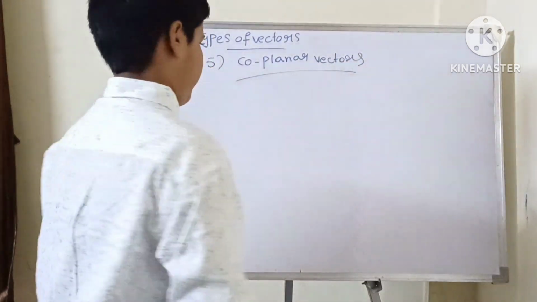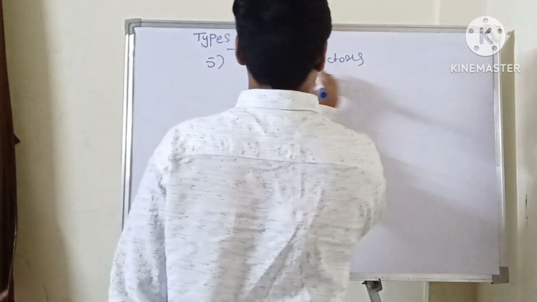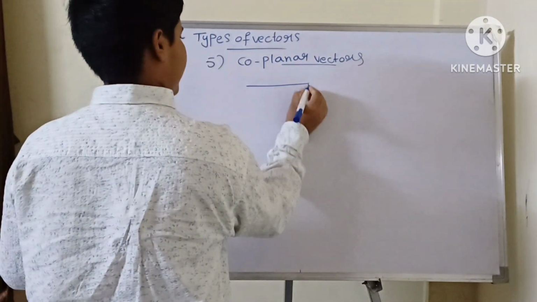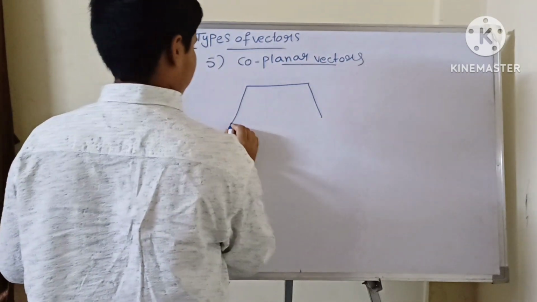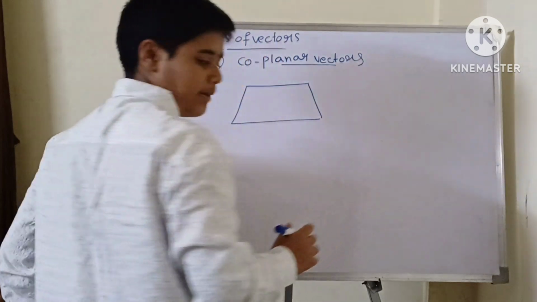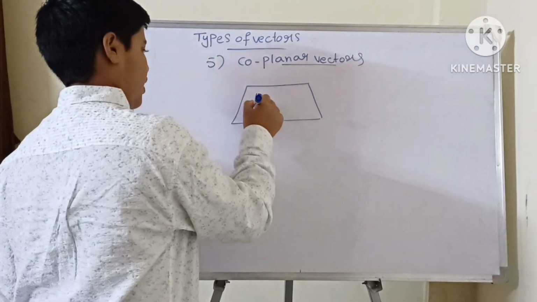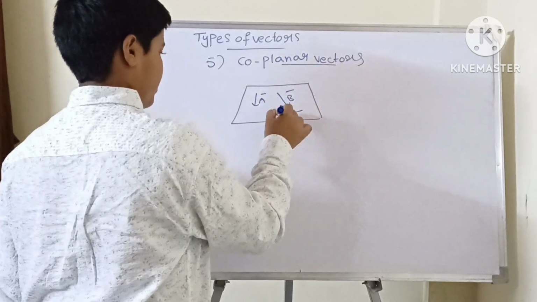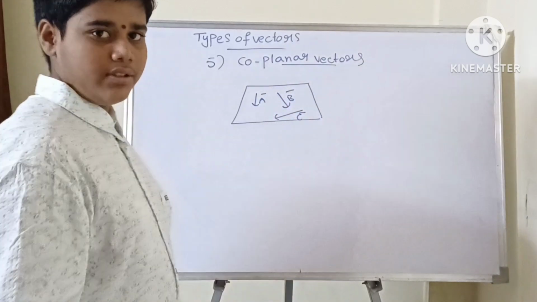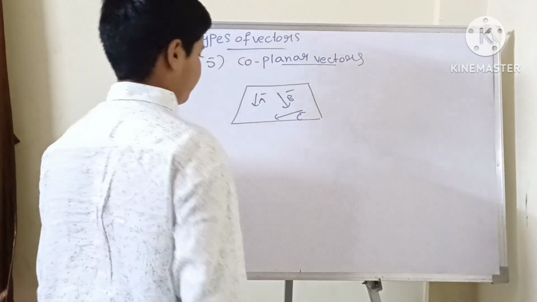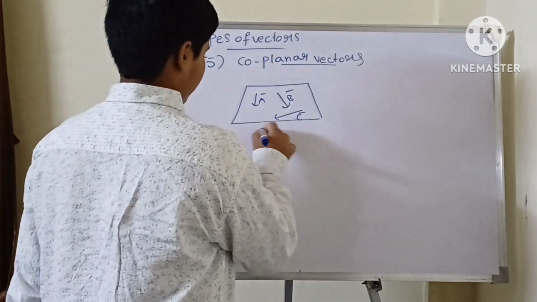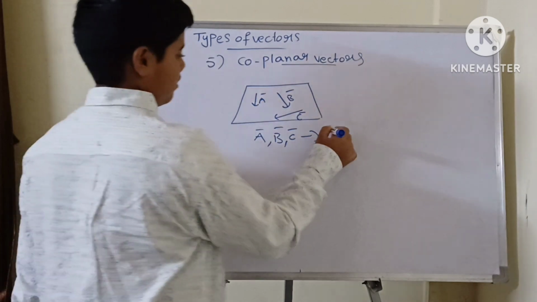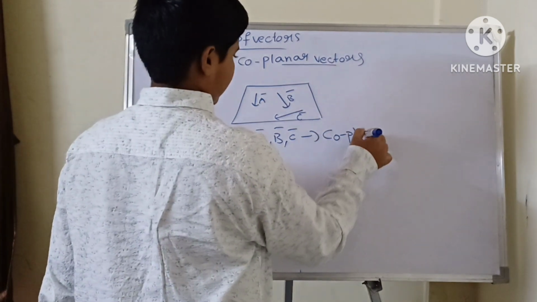Coplanar vectors. Coplanar means we have to take a plane and draw vectors A bar, B bar, C bar. I wrote 3 of the vectors. So here A bar, B bar and C bar are coplanar vectors.